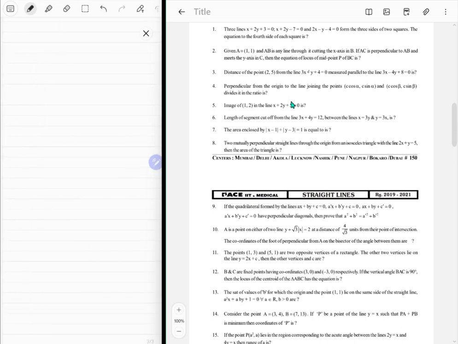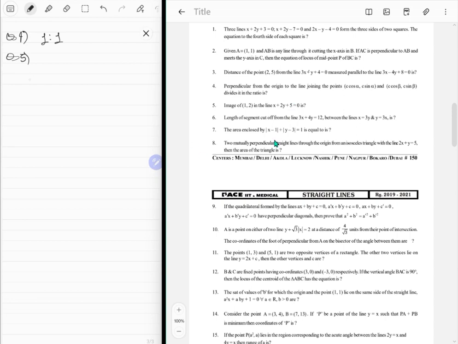Question number 4. Perpendicular from the origin to the line joining the points divides it in the ratio. Look at these points. These are on a circle centered at the origin with radius c, right? So this is very stupid because from the center to the chord, if you draw a perpendicular, that will also bisect it. And that means it's in the ratio 1:1. That's stupid. Question 5. Image of this guy in this line, that's just calculation.